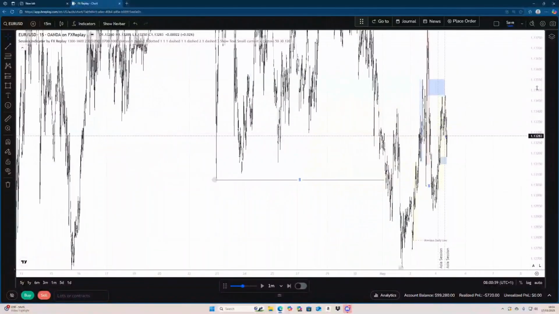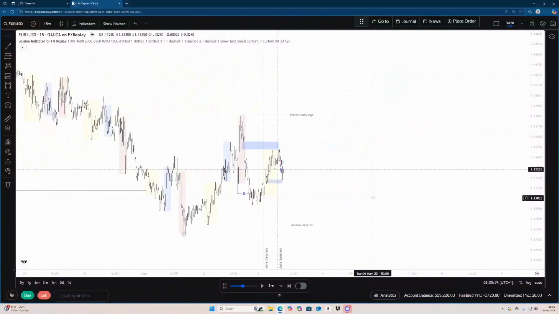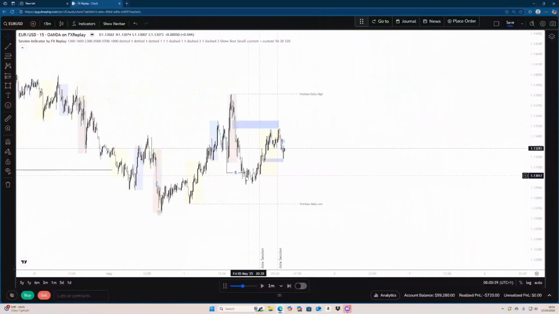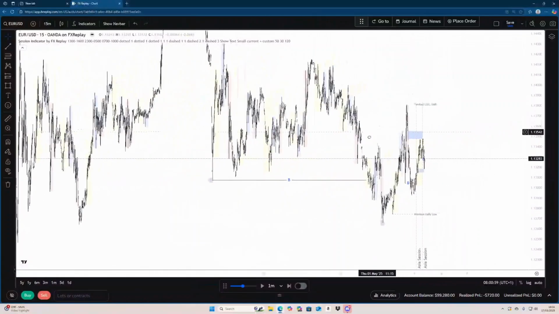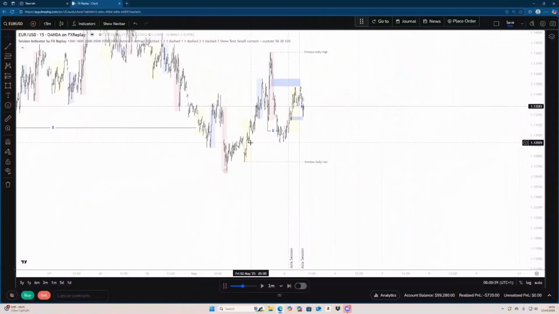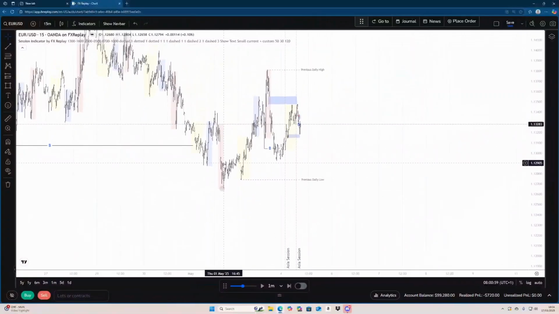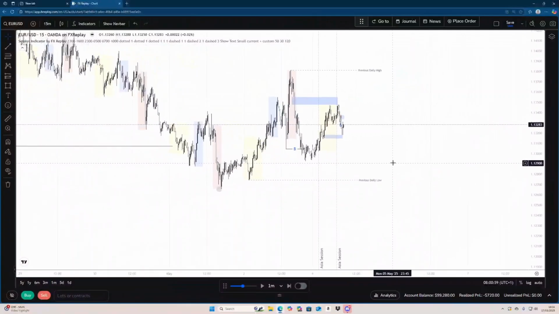15-minute break of structure. But we've tapped into this demand here. This also broke structure. Break of structure. Yeesh, I don't like how this is looking. Because we got this BOS here, and then price simply retraced to this area that broke the structural point.